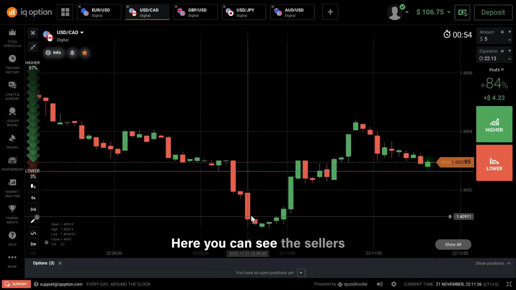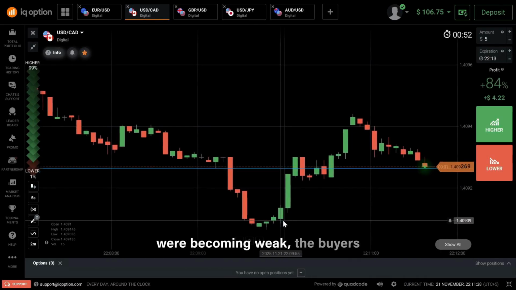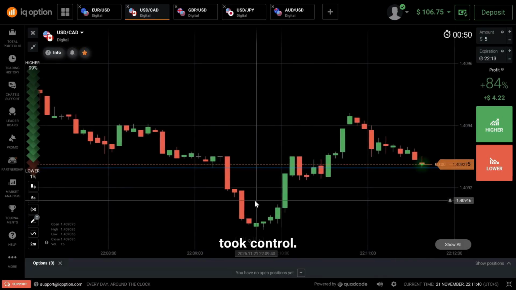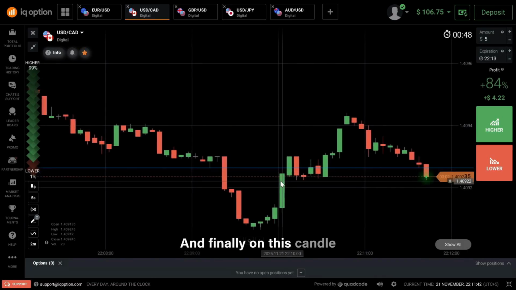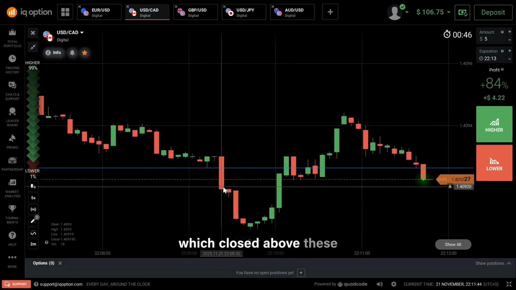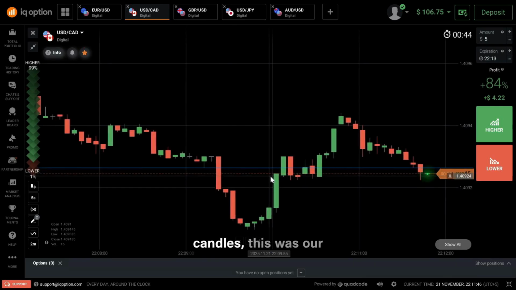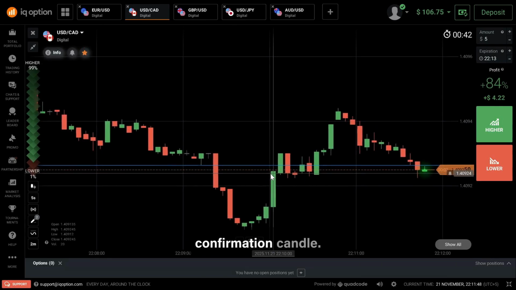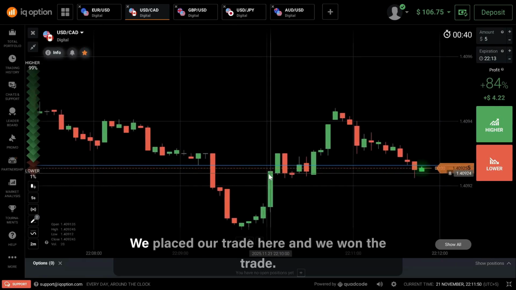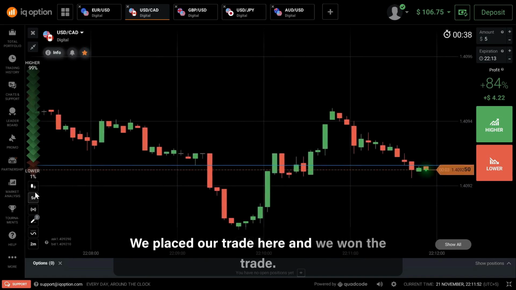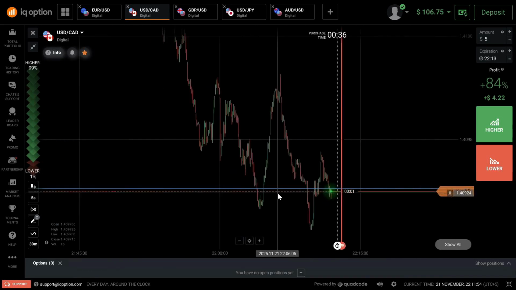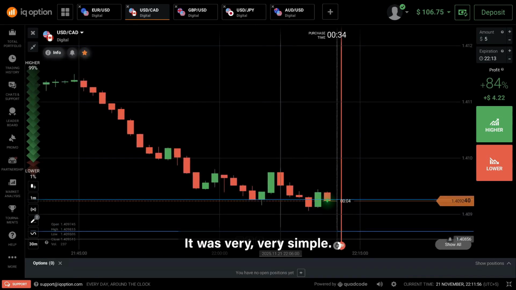Here you can see the sellers were becoming weak, the buyers took control, and finally this candle which closed above these previous candles was our confirmation candle. We placed our trade here and we won the trade. It was very, very simple.